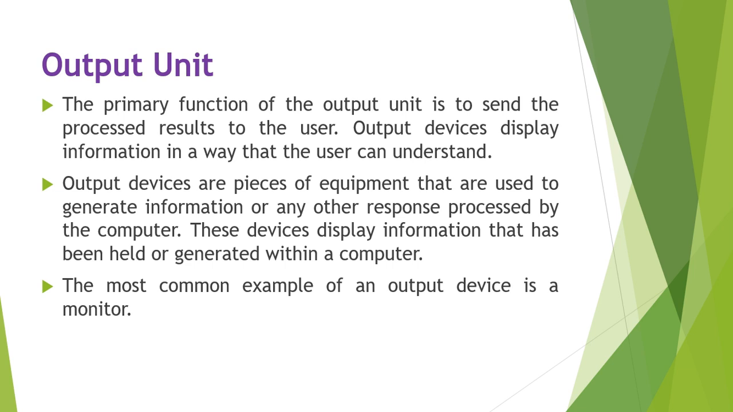The most common example of an output device is the monitor. A monitor displays information in pictorial form. There are many output devices available to display the result in the form of text, graphics, audio and video. We use headphones and computer speakers for audio data, monitors and printers for text data, and so on.